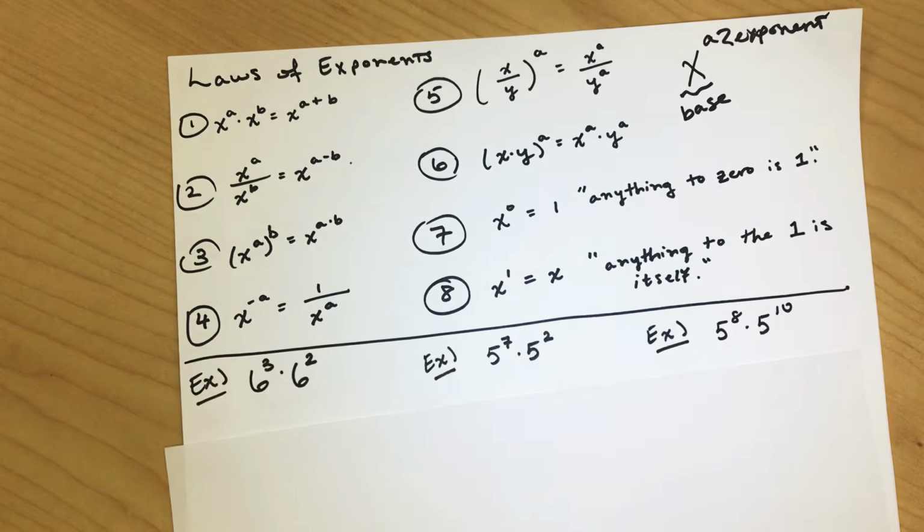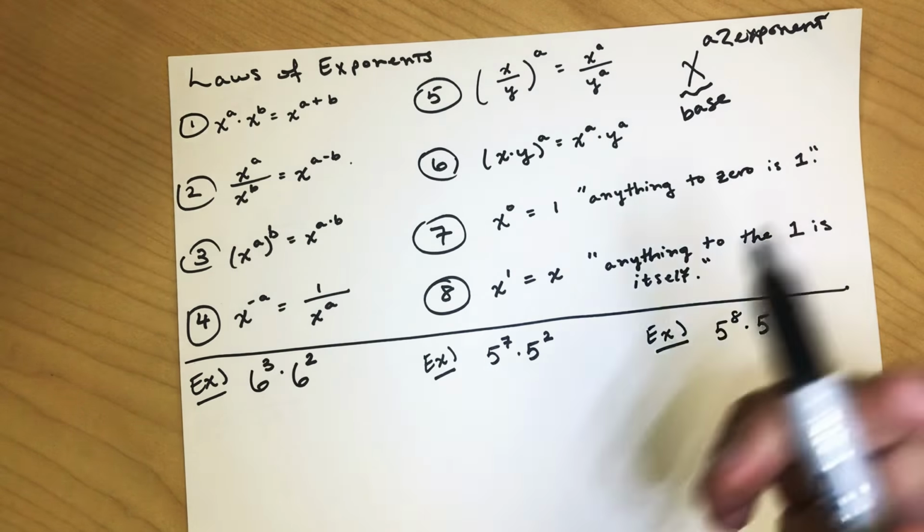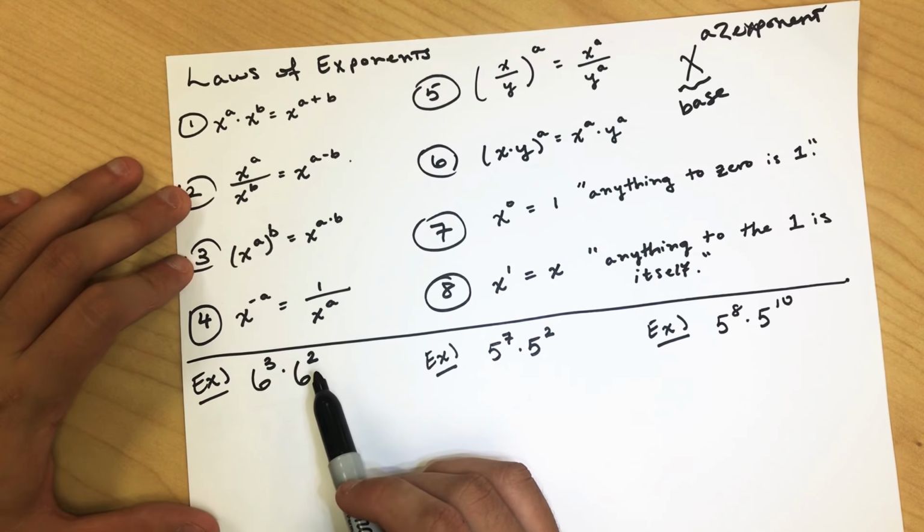Let's look at a couple examples of using these laws, okay? So here we have 6 cubed times 6 squared.